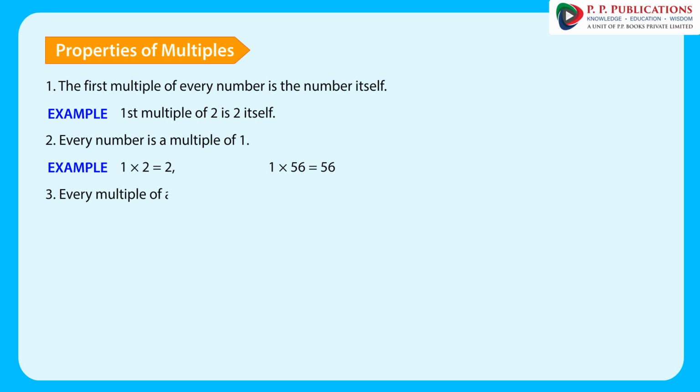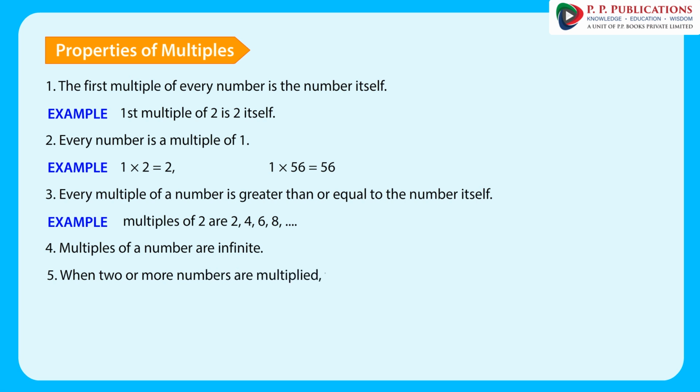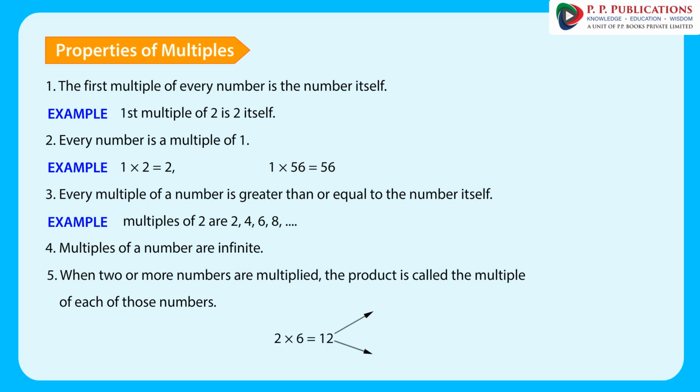Every multiple of a number is greater than or equal to the number itself. Example: multiples of 2 are 2, 4, 6, 8 and so on. Multiples of a number are infinite. When 2 or more numbers are multiplied, the product is called the multiple of each of those numbers. 2 multiplied by 6 equals 12. 12 is a multiple of 2. 12 is a multiple of 6.